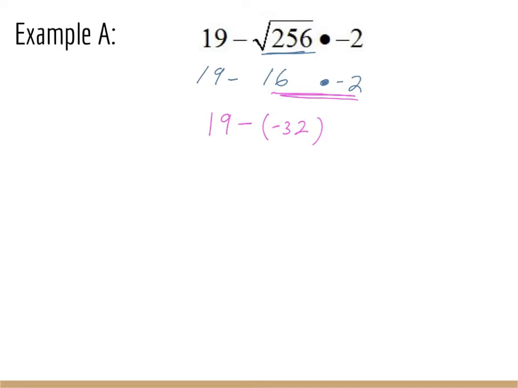I'm going to remember my integer rules and I'm going to go, all right, negative is going to give me a plus. So then I'm going to end up with 19 plus 32 as the next step in my problem. So then I'm going to add 19 and 32. And when I do that, I get 51. So my final answer is 51. I want to make sure that I circle it so that my teacher can easily find it on my paper. Let's go ahead and take a look at example B.